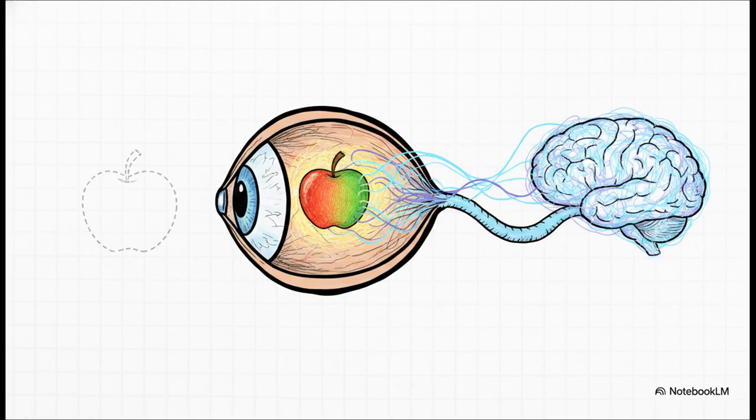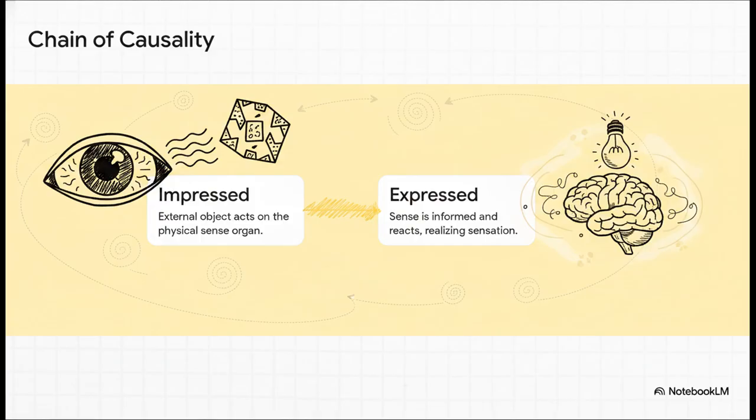And fascinatingly, the sensible species can actually remain in the sense even if the external object is totally removed. The author notes that this perfectly explains things like hallucinations or insanity, where the sensible species sticks around and the person perceives the object as if it were still right there in front of them. Crazy, right? All of this creates a really beautiful, direct chain of causality.